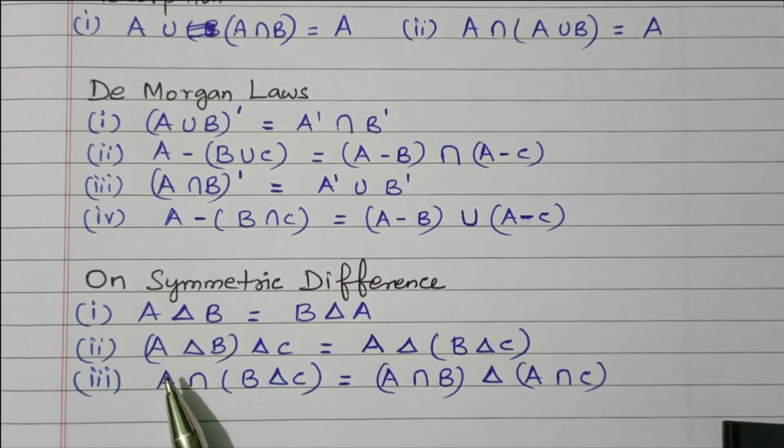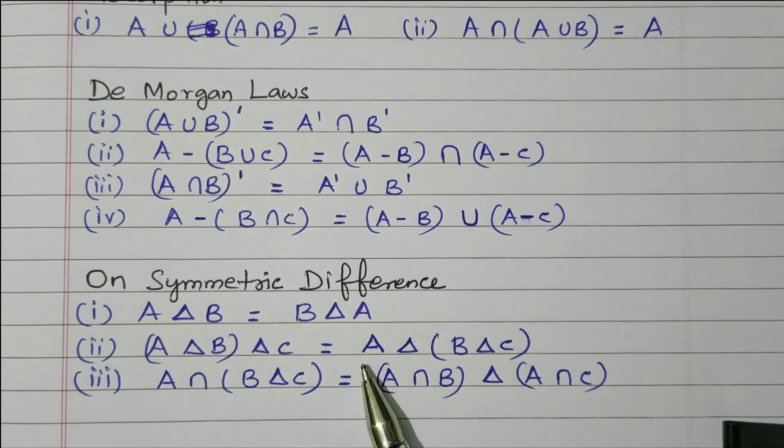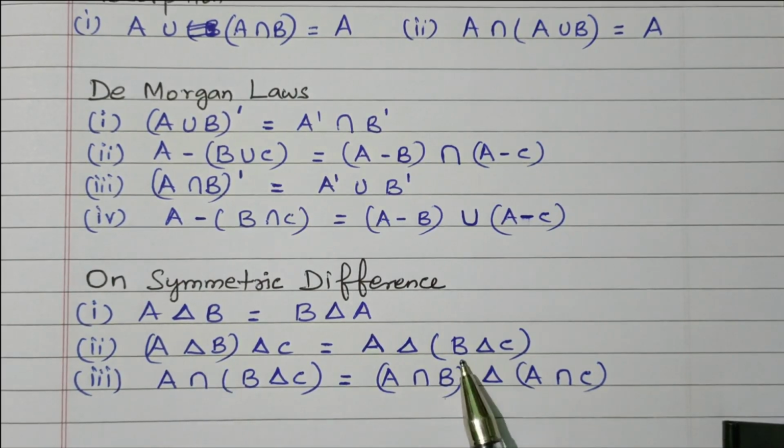So both are equal. A symmetric difference of (B symmetric difference C) is equal to (A symmetric difference B) symmetric difference C. Here A and B are combined, here B and C are combined, and both are equal.